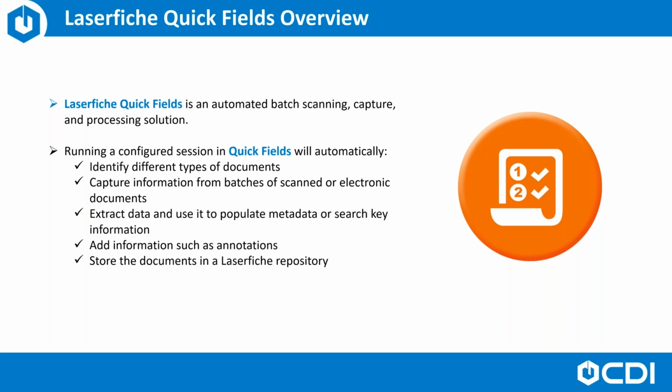And then Quick Fields can obviously store the documents into your Laserfiche repository. Once they're processed through Quick Fields, we've extracted the information we need. Quick Fields can then send it off into Laserfiche. Laserfiche Workflow can then take over and route everything into the correct folders, create any new subfolders, and then also obviously apply any of the metadata that Quick Fields has captured for us. So that's a high-level overview on what Quick Fields does.